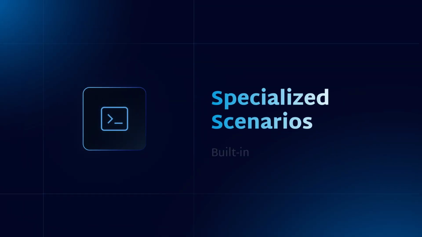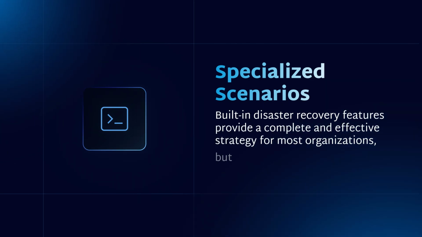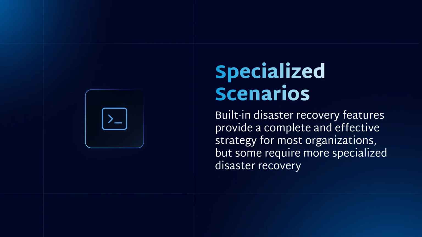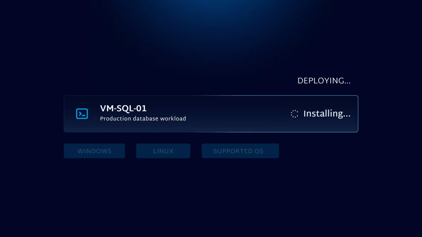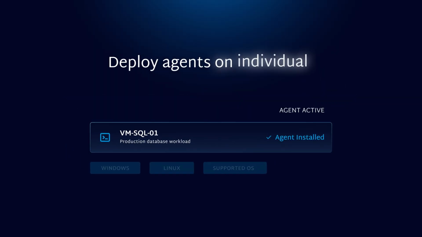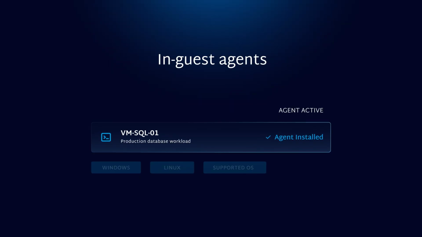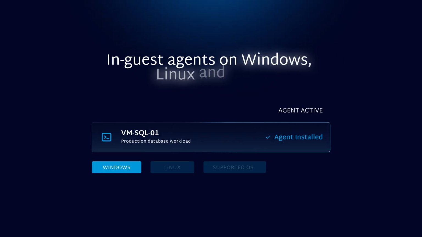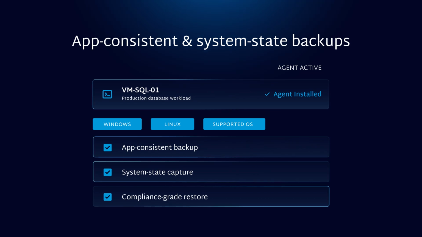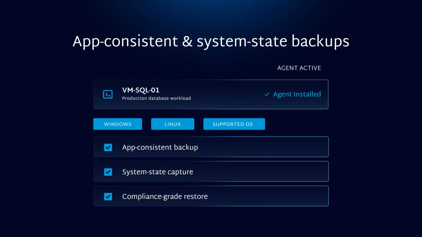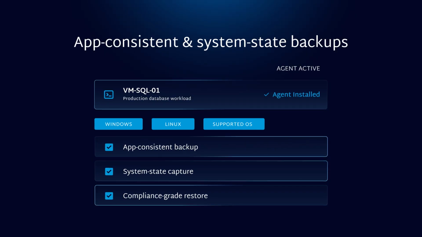Specialized scenarios. Built-in disaster recovery features provide a complete and effective strategy for most organizations, but some require more specialized disaster recovery. Due to specialized workloads or specific compliance needs, some organizations may choose to deploy agent-based backup agents on individual VM workloads. Scale Computing supports any in-guest backup agents designed to run on VMs on our supported OS platforms, Windows, Linux, etc. These agents generally interact with the application directly and create specialized backups for various recovery scenarios, or are more specialized in creating system-state backups for recovery between hardware and virtualization platforms.